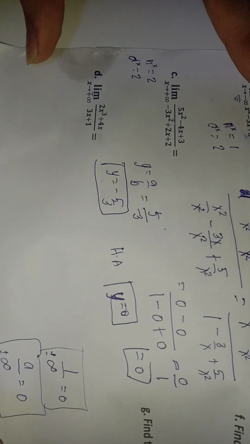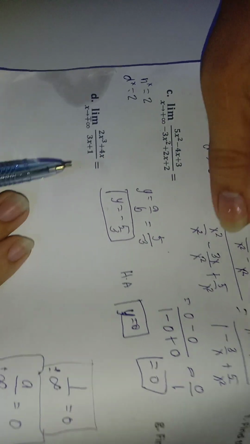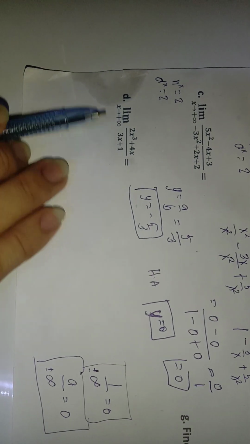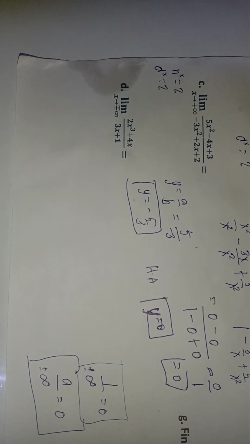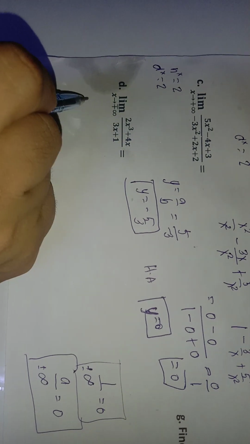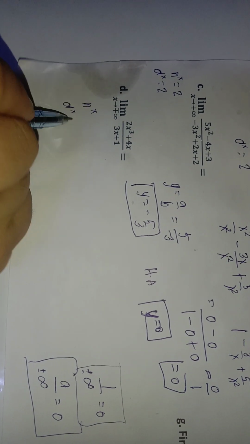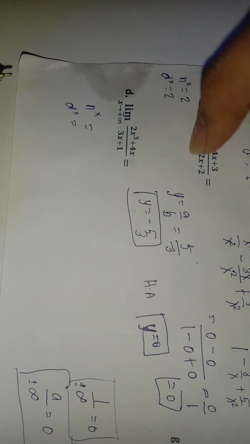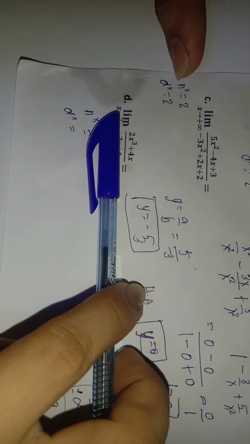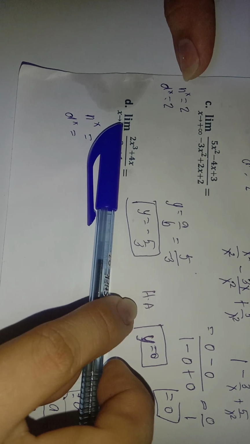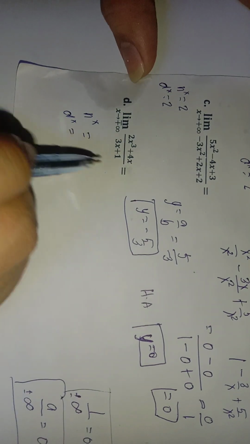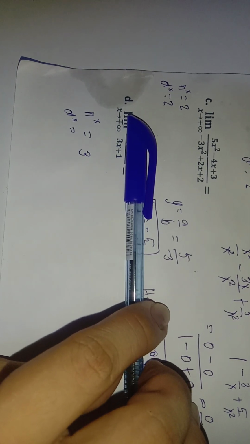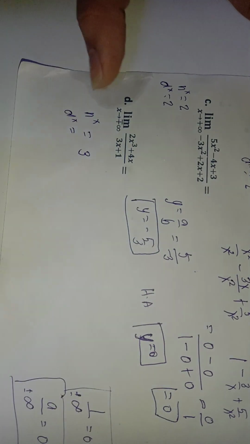Let's go to letter D. Limit of 2x cubed plus 4x divided by 3x plus 1 as x approaches positive infinity. So let's first find the degree of the numerator and the degree of the denominator, to see if a horizontal asymptote exists or not. Let's start with the numerator. What is the degree? The degree is the highest exponent, that is 3. How about the denominator below? The degree is 1.